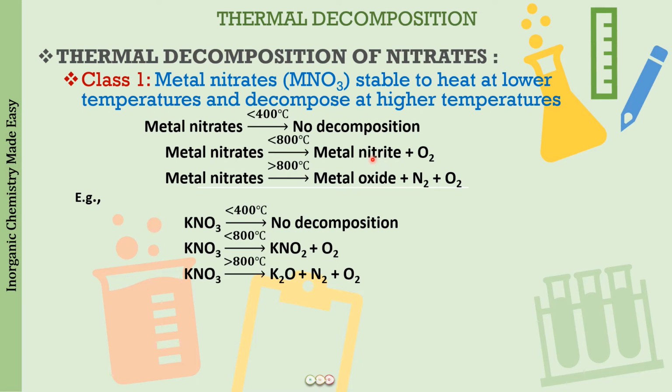If a temperature is specified, then you know what is going to be the product. But if the temperature is not specified, and even then you are asked to choose the correct option for the decomposition of the class 1 metal nitrates, please do remember you have to answer it as the metal nitrite plus oxygen, because that is given in the NCERT textbook. Okay, so I hope that will be clear to you. You will not make a mistake.